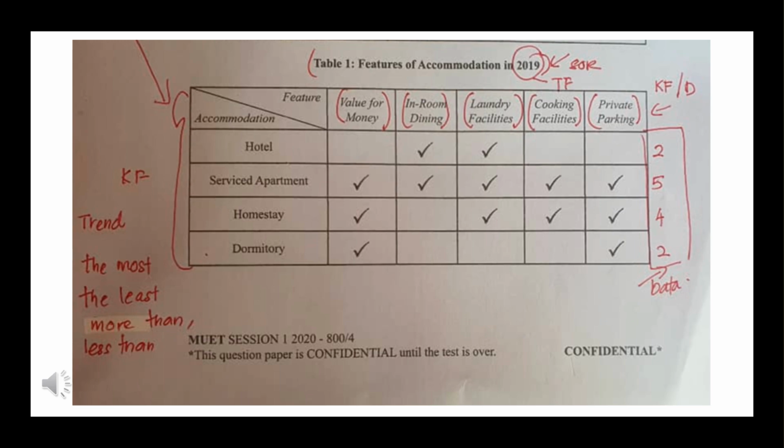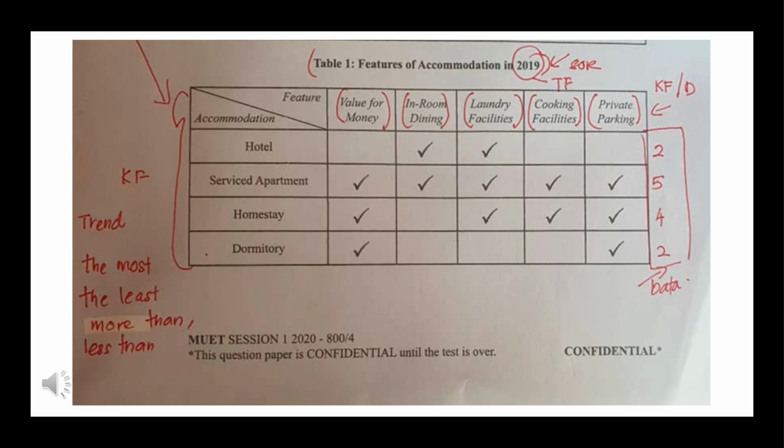As for the second stimulus given is the Table 1 here. Features of accommodation in 2019. Remember just now, in the first figure, the time frame given was 2017 and 2019. Whereas in Table 1 here is only focusing on the year 2019. So when you are writing your overview, please be careful there because you can't incorporate 2017 and 2019 with Table 1.